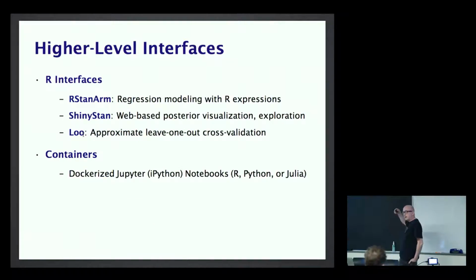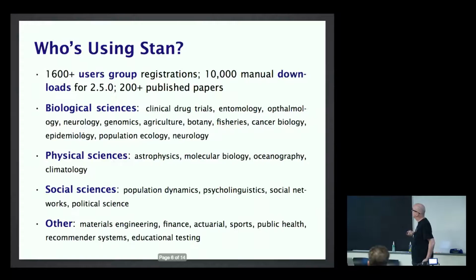We also have some high-level interfaces now on top of STAN, right? Instead of just coding models up directly yourself, we have ways that you can write these up like R regression expressions. We have graphical interfaces for exploring posteriors of Bayesian inferences and doing cross-validation. And you can pull this all out as IPython notebooks and run them pretty much anywhere other than Windows.